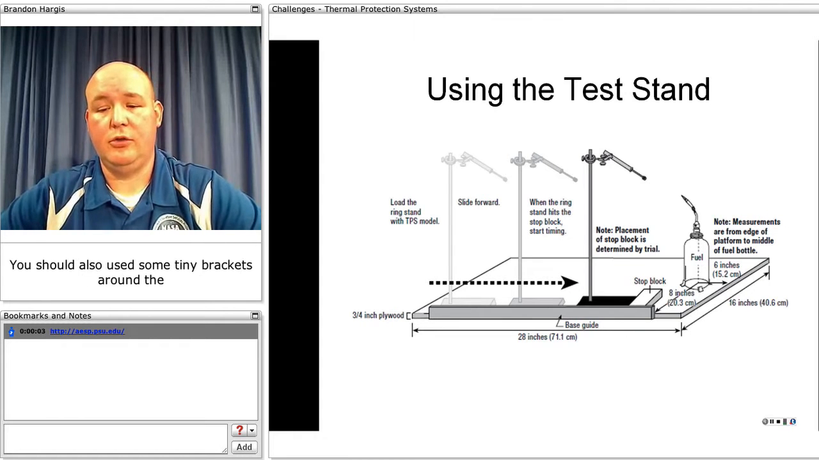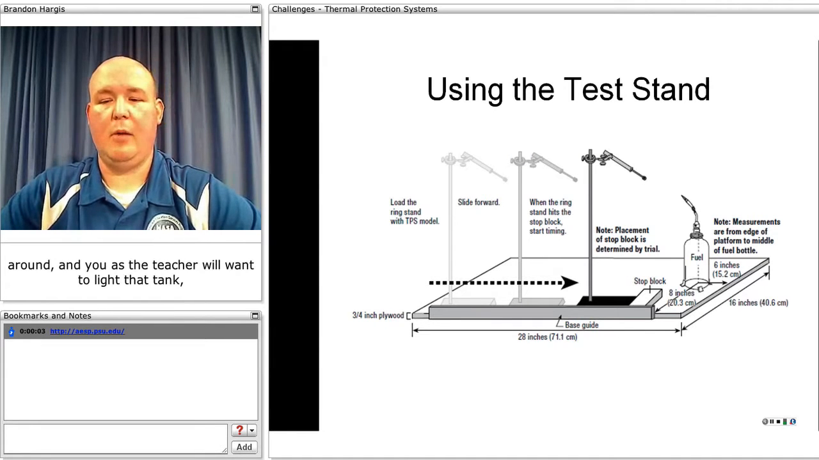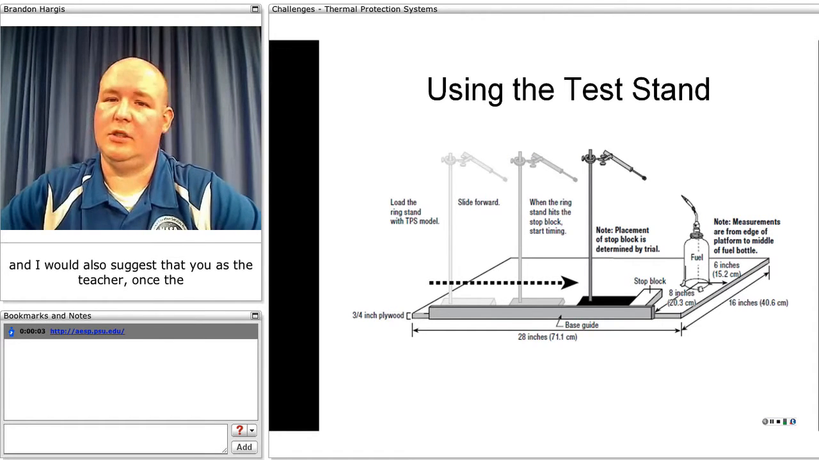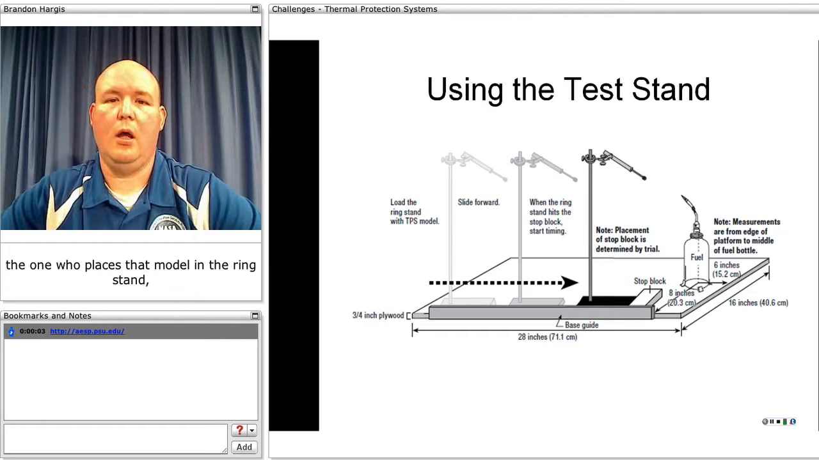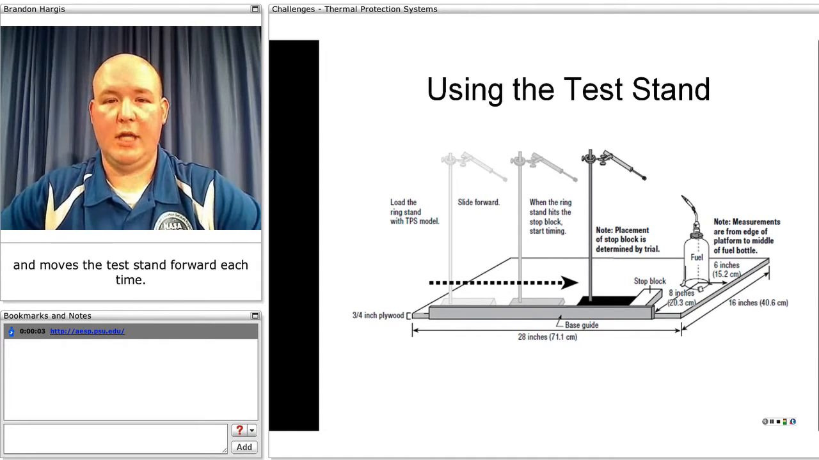You should also use some tiny brackets around the propane fuel tank so that it stays in place, so that it's not moving around. And you as the teacher will want to light that tank, and I would also suggest that you as the teacher, once the students have submitted their model to you, are the one who places that model in the ring stand and moves the test stand forward each time.